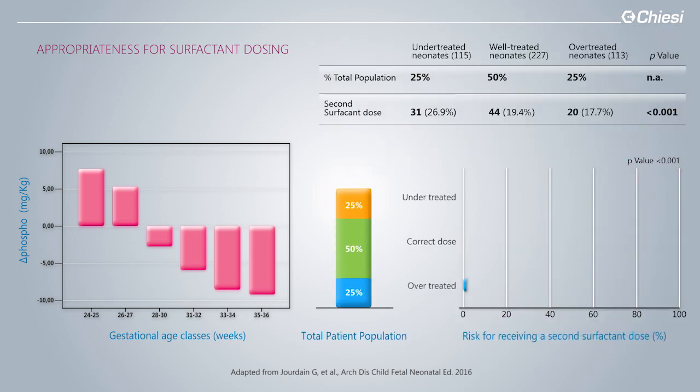And then, if we analyze these babies in respect of the need for redosing later on, you will see that unfortunately only 50% of these babies will receive the correct dose. And those who were undertreated are at a significantly higher risk of needing other vials to finally get the needed amount of surfactant.